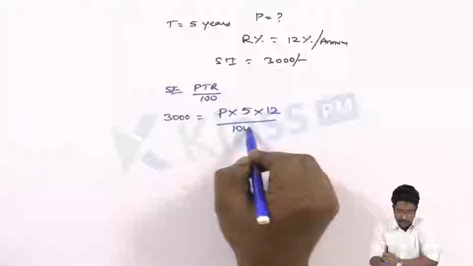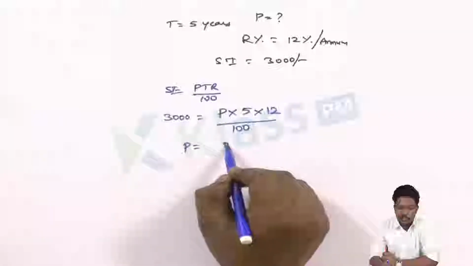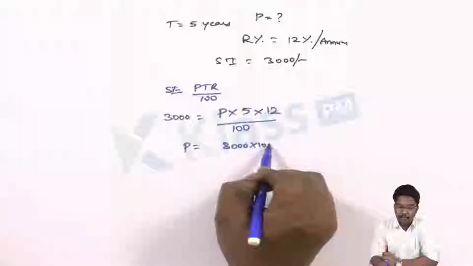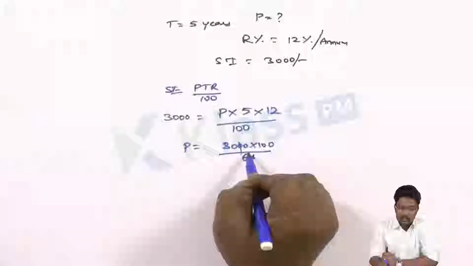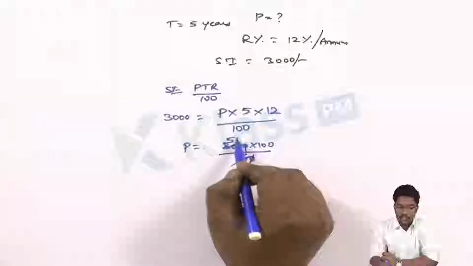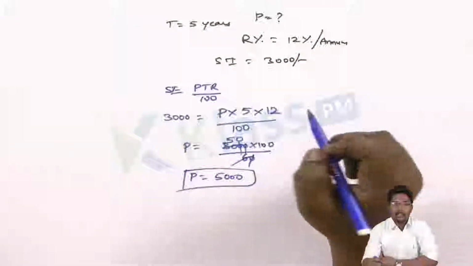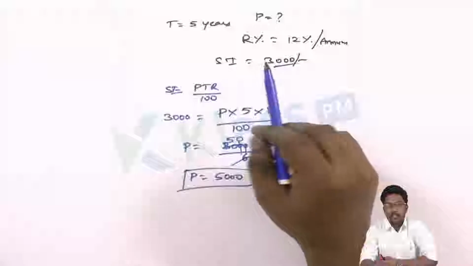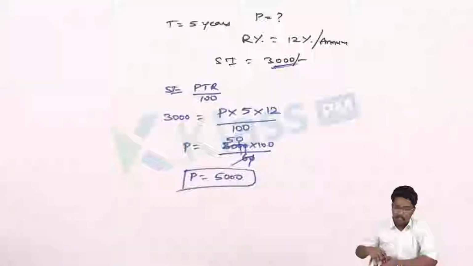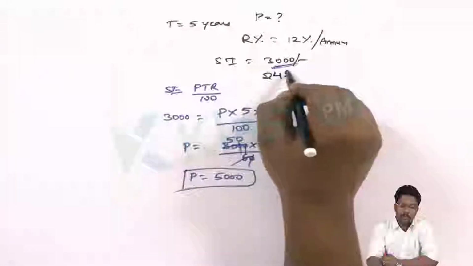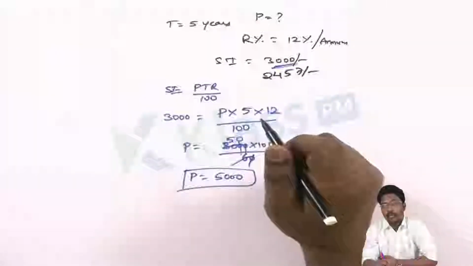12% by 100. Then we have to do the calculations. 3000 into 100 by 60. 6 1 ja, 650 ja. So principal is 5000 rupees. Simple, because all the amounts are round figures. Okay. If it is like 2457 rupees, then how will you calculate?